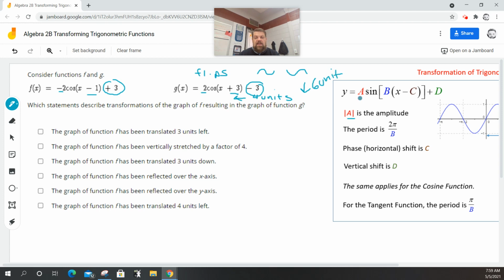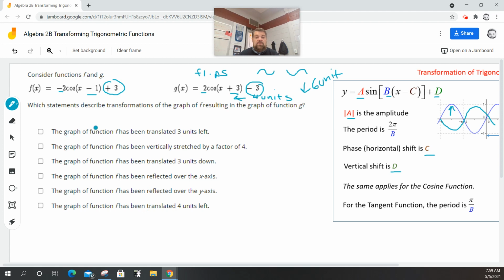And just to recap, A is the amplitude. That's the distance from here to here. If it's negative, it just flips it like this. Okay. B is the period, but in this case, B is just 1. So the period for both of these is 2 pi. C is the horizontal shift. That's the left or right, right? D is the vertical shift. That's up or down. So let's read these and see what we get.